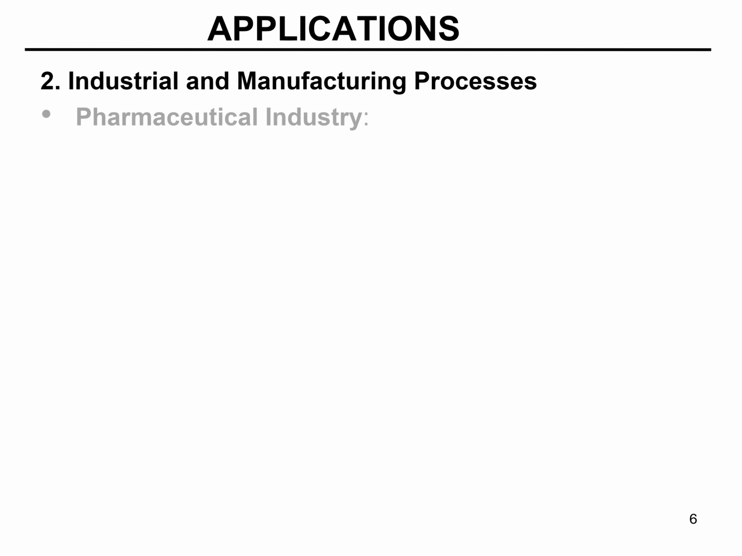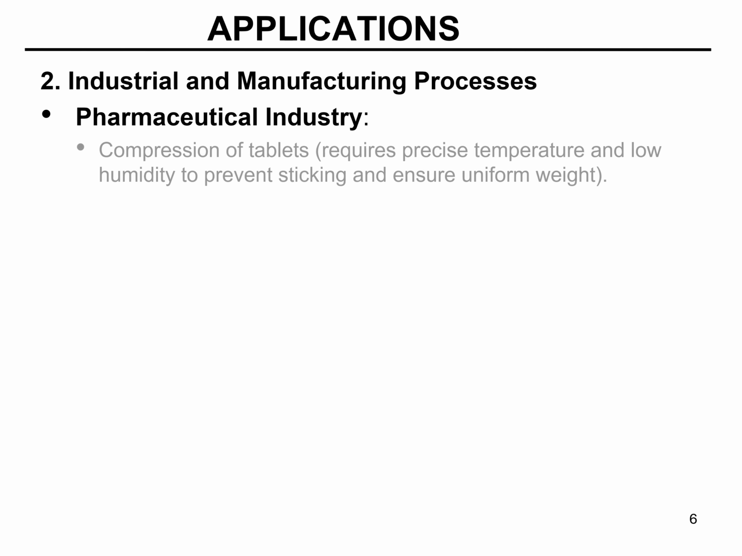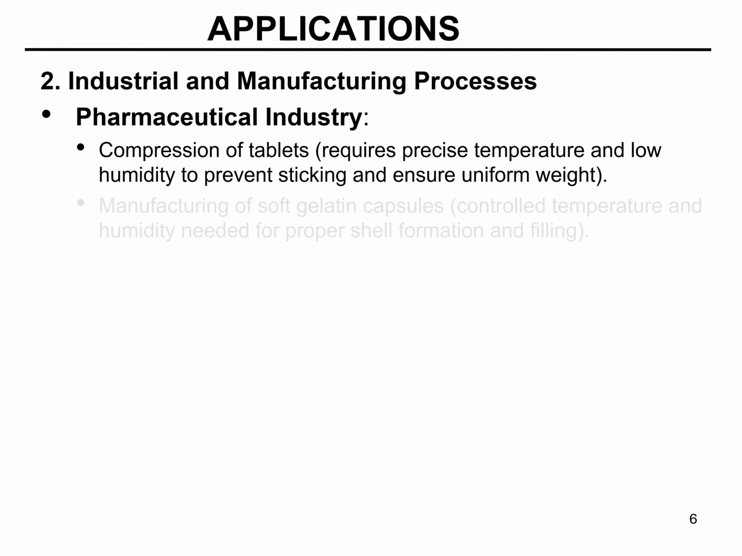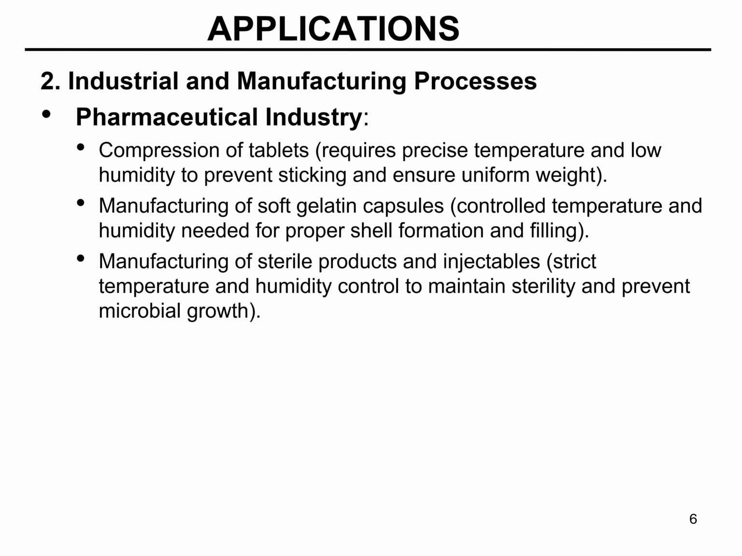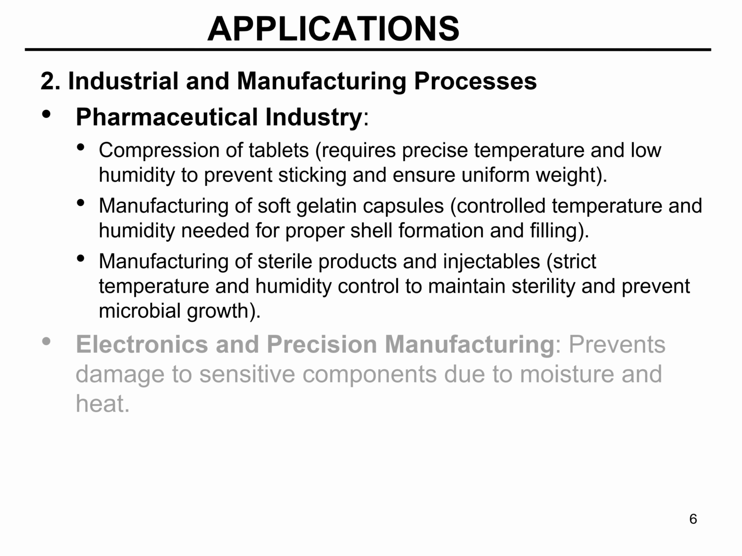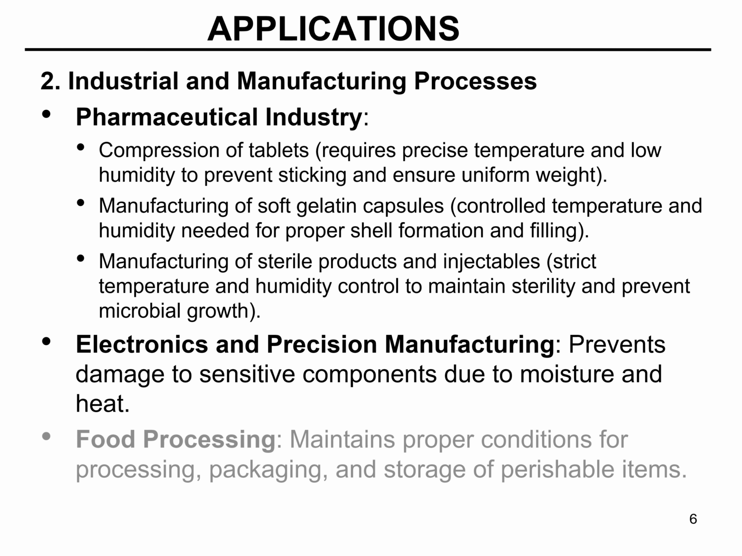Then industrial and manufacturing process, for example, pharmaceutical industry, regarding compression of tablet, then manufacture of soft gelatin capsule that I have told earlier, then manufacturing of sterile product and injectables, then electronics and precision manufacturing. It prevents damage to sensitive components due to moisture and heat, and also in food processing.